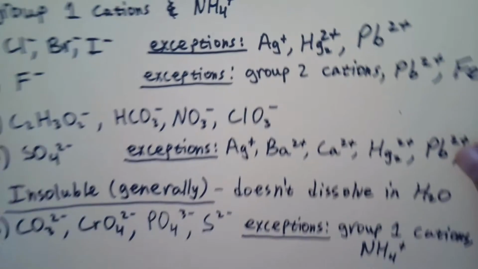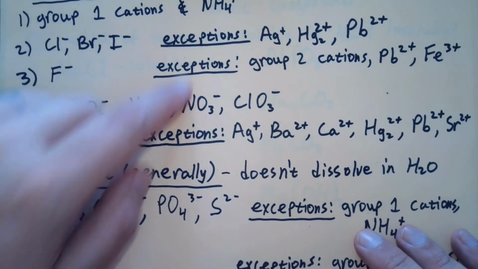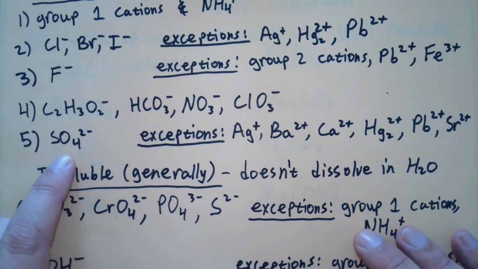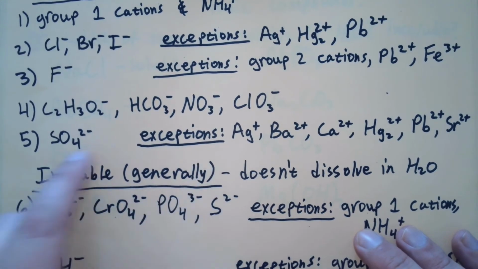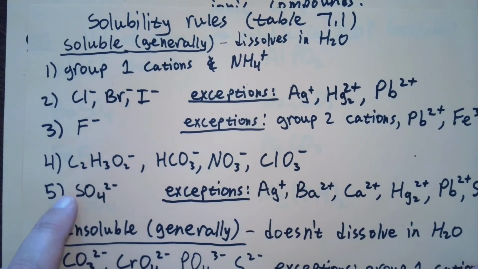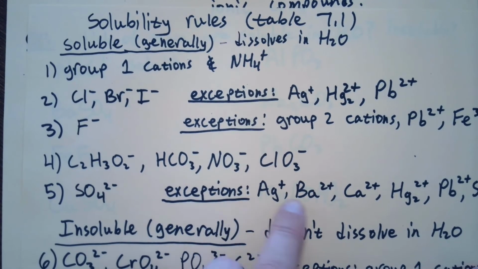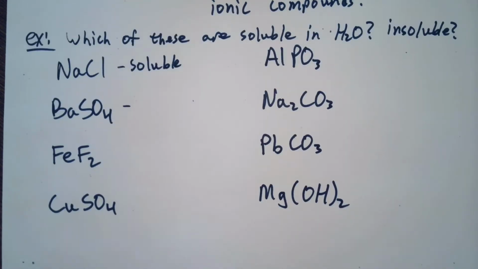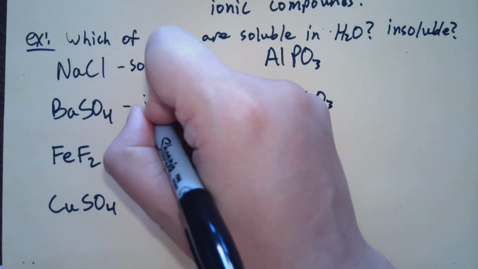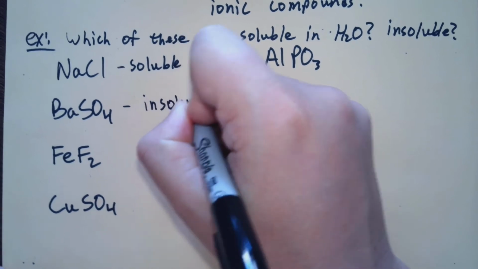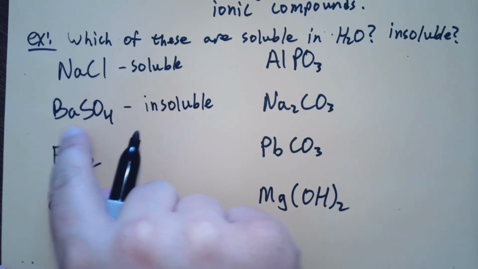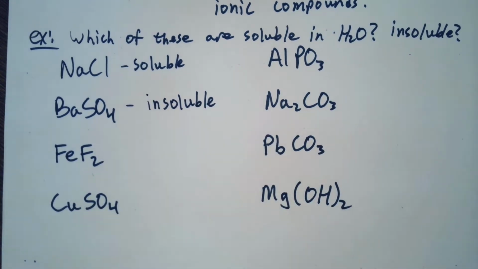Barium sulfate. Alright, let's see. I don't see anything about barium anywhere in here, but sulfate shows up. So these are generally going to be soluble, except if it's, boom, oh, there it is. This is going to be insoluble. It's an exception to the rule. So generally a sulfate would dissolve in water, but that barium, when it's paired with it, is not soluble.